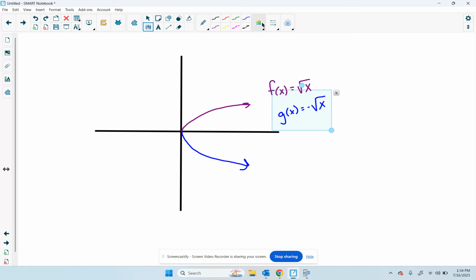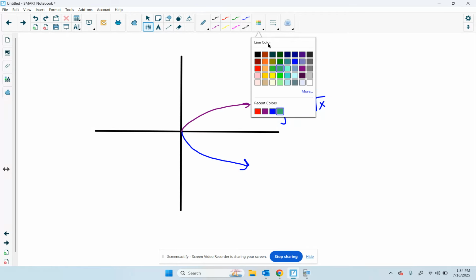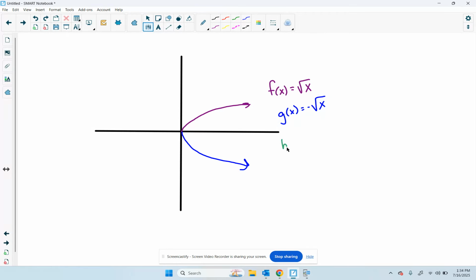Now, if I wanted to make a horizontal flip, you apply it inside the function. So h of x equals the square root of negative x. So that would take the original and flip it horizontally, so you would get that. So then you go, okay, well, how can you have negative in the square root?